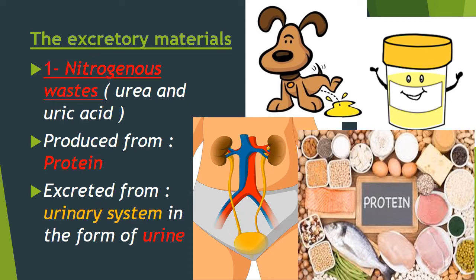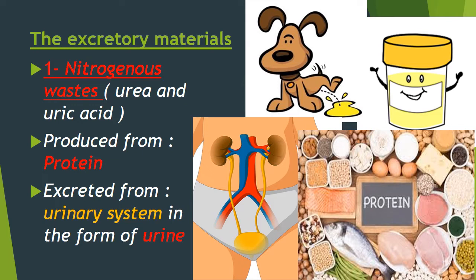Now, why does our body produce nitrogenous wastes, or urea and uric acid? Because we eat protein in our food, okay? Protein like fish, like meat, like eggs, and so on, okay? This protein that we eat produces nitrogenous wastes. So nitrogenous wastes are produced from protein.